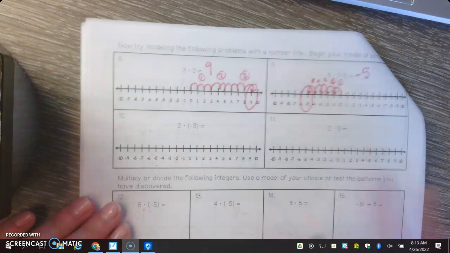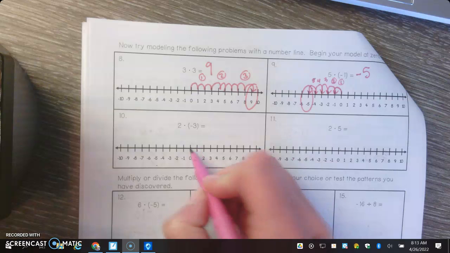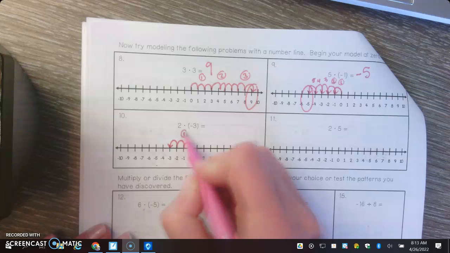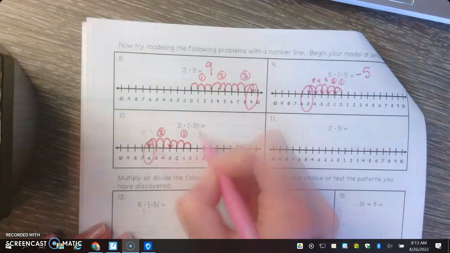I need 2 groups of negative 3. Start at 0. Where's negative 3? To the left or to the right? To the left, to the left. Negative 3. One group. I need another group of that. 1, 2, 3. 2 groups. Where do I end up? Negative 6.